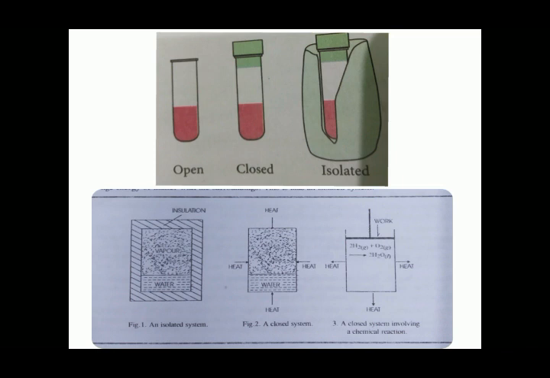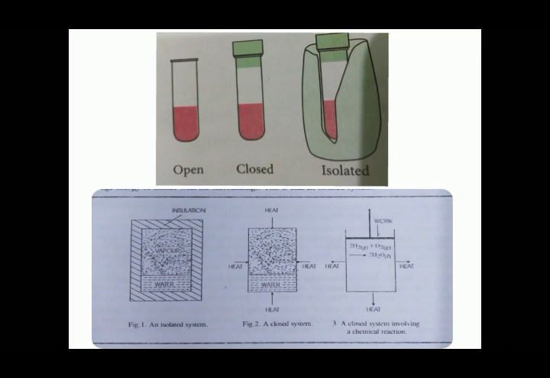Next one is macroscopic system. Macroscopic means on a large scale. Here a system is said to be macroscopic when it consists of a large number of molecules, atoms or ions. This is called the macroscopic system.